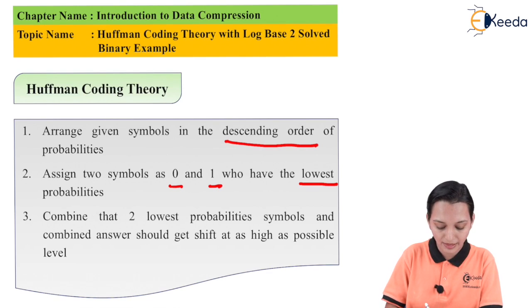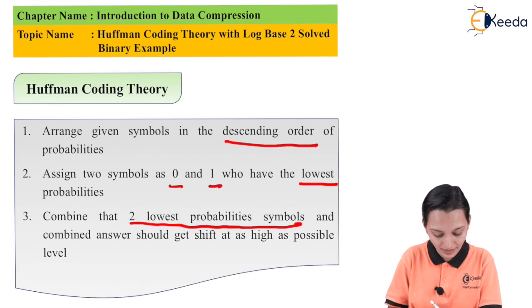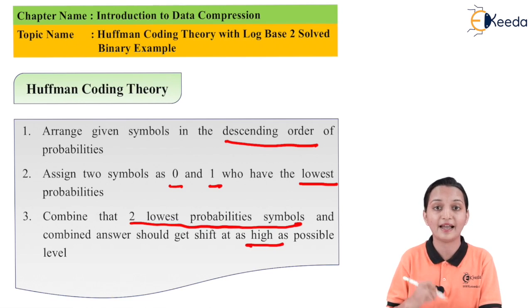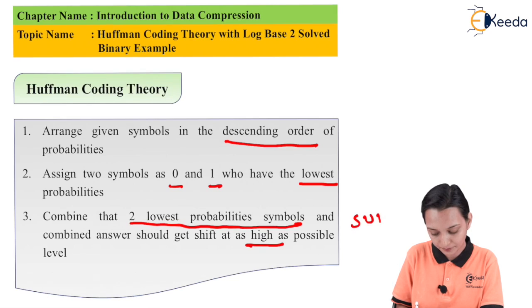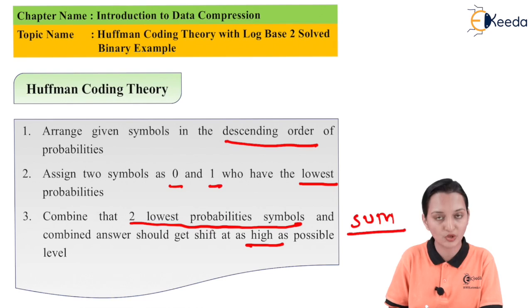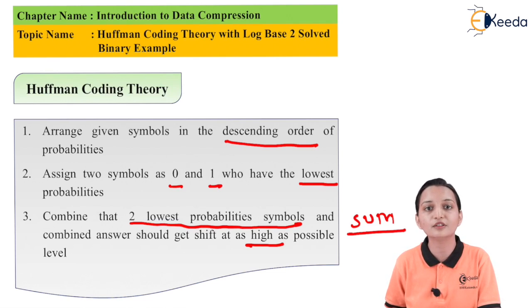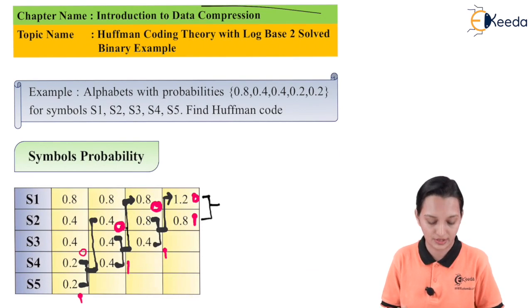Third one is combine those two lowest probability symbols, and the combined answer should get shifted to as high as possible level. Simply, we require to do a sum in this particular step. Sum of what? Sum of two lowest probabilities, and then we have to shift that sum to as high as possible level of your given column of probabilities. So let us have a look at an example first.